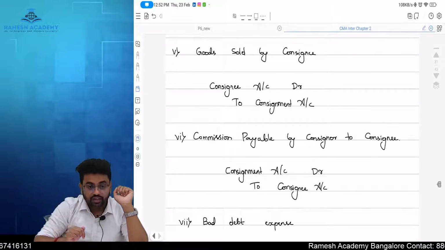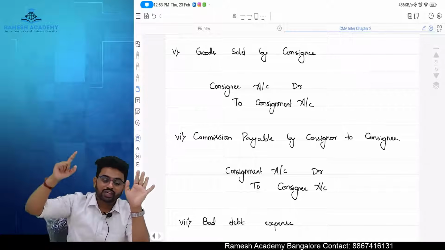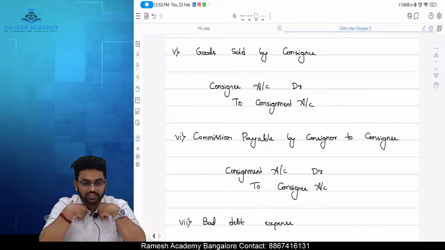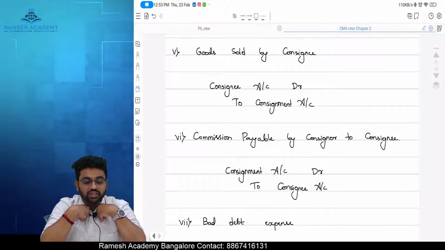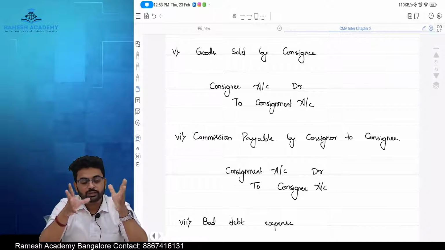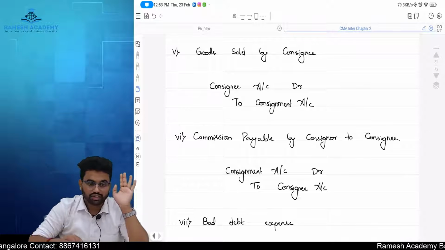Next, when the commission is payable, we are not paying in cash or bank. Our consignee deducts the money and sends the rest to us, which means it is our expense, and we have to bear it. So we debit the consignment account. To whom is it payable? To the consignee. So the entry will be consignment account debit to consignee account for the commission.